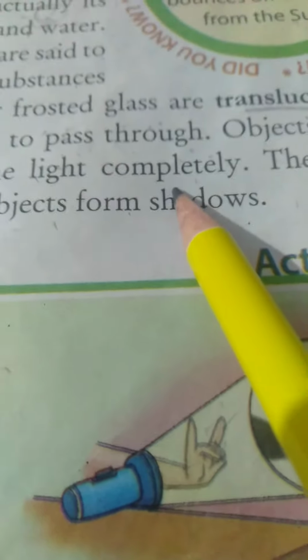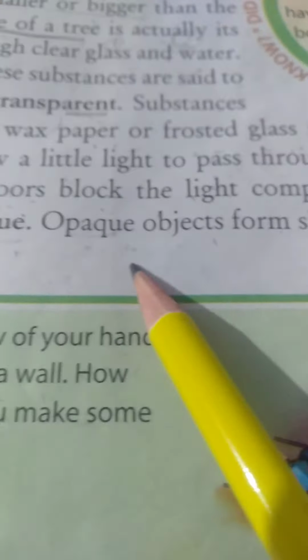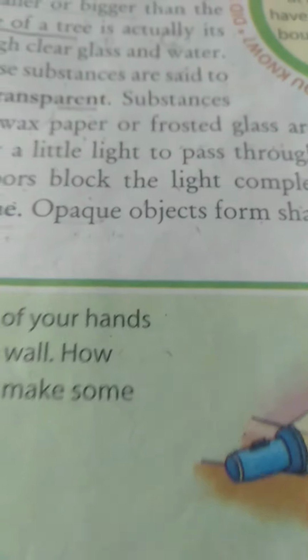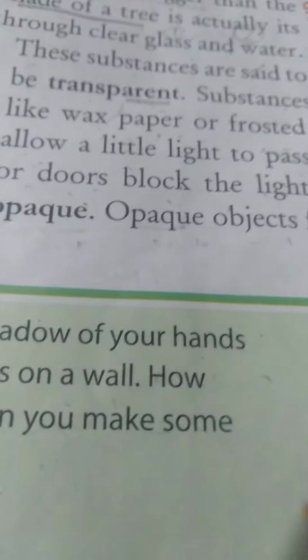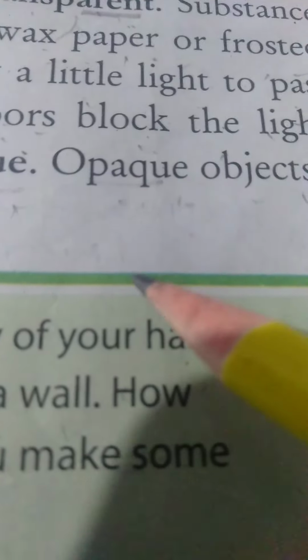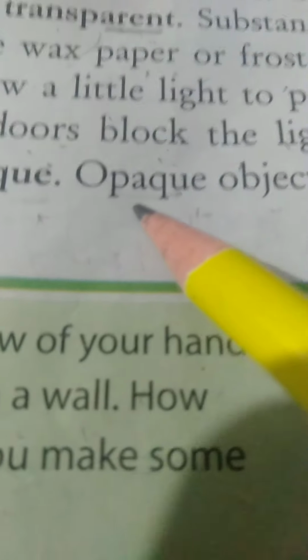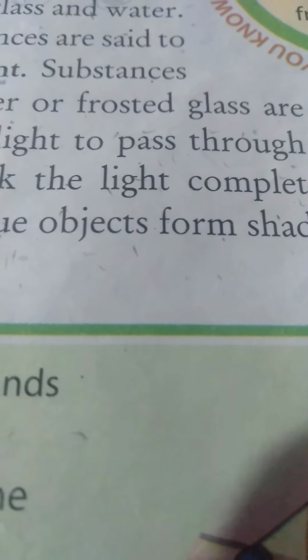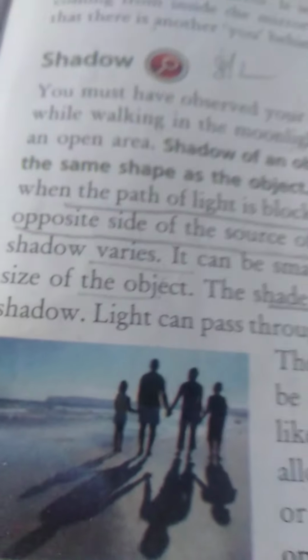Okay, is it clear, children? They are called opaque. Opaque objects form the shadow. Yes, the objects through which light cannot pass are called opaque, and you can observe that they form a shadow. Okay, so this is a complete topic about what? Shadow, which I have explained to you.